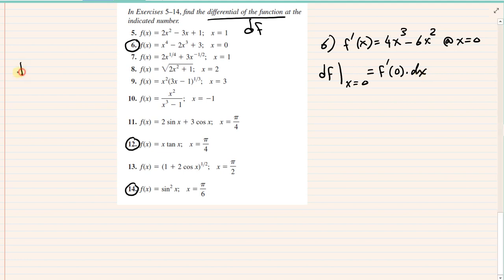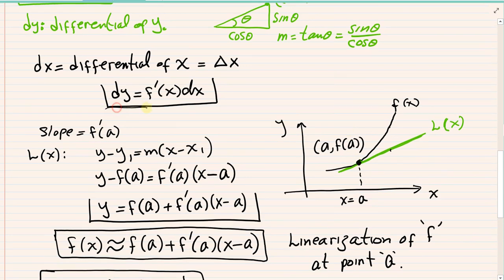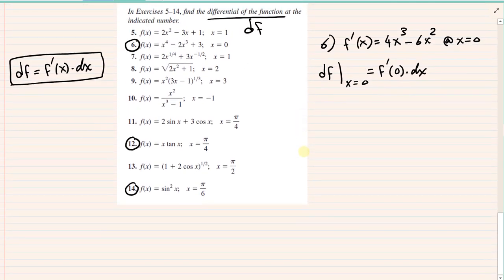The formula we had was the differential of the function, df, is equal to f prime of x times dx. Right, that's what we had from earlier. We had it from up here. You see that? Okay.